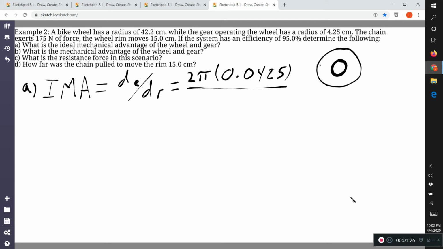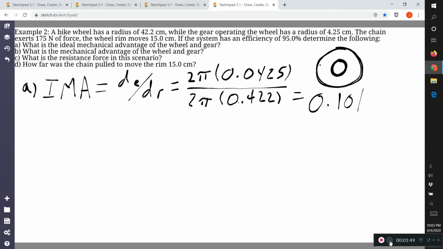Divided by the distance out, the distance around the wheel. So the distance around the wheel, ideally, is 2 pi times 42.2 centimeters, or 0.422 meters. So we do that calculation into 3 sig figs, we get 0.101, and that would be unitless because it is a mechanical advantage. Now I want you to note that the 2 pi's could have canceled there, so instead of doing the ratio of the circumferences, we could have just done the ratio of the radii and gotten the same information.